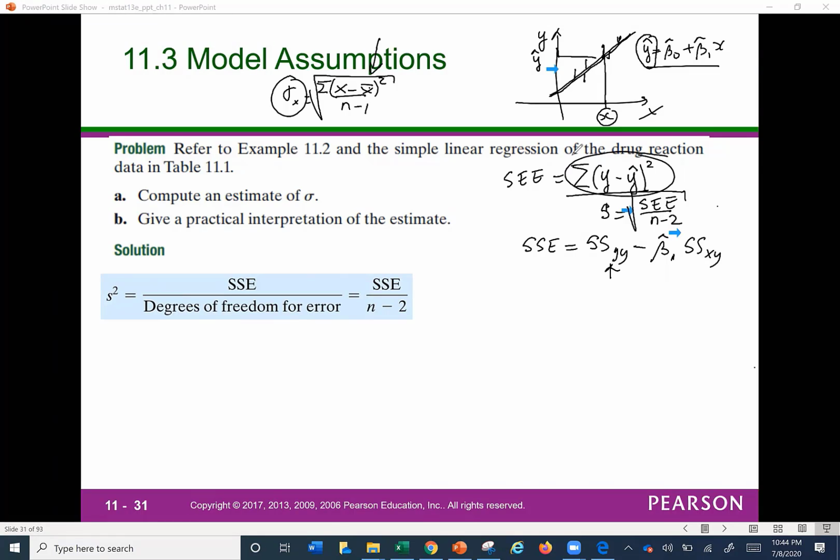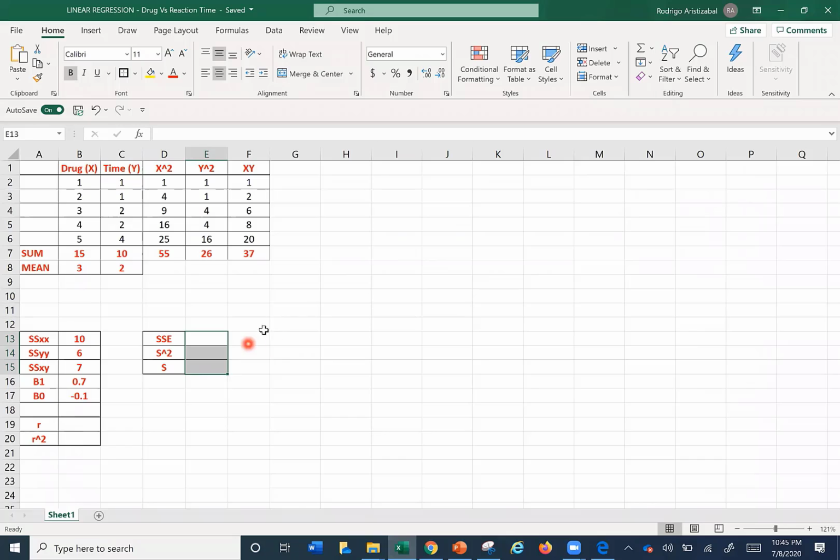For that reason we need this formula, and we can compute it using the result that we obtained in Excel. If we go to Excel, then the sum of square error will be equal to the sum of squares of all y, that is the deviation of all of these values with respect to the mean, minus b sub 1 that we obtained in the previous exercise, times the sum of the square of all xy, this quantity. That is the sum of square error.